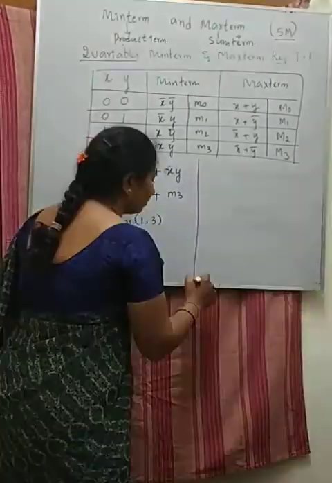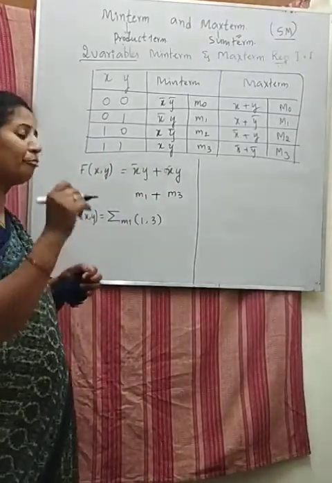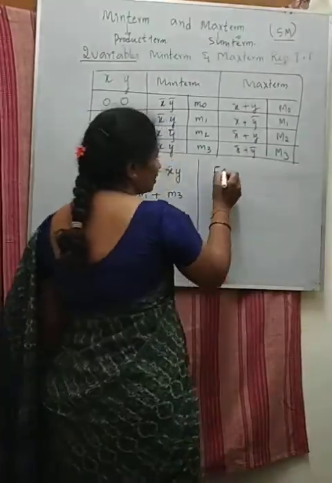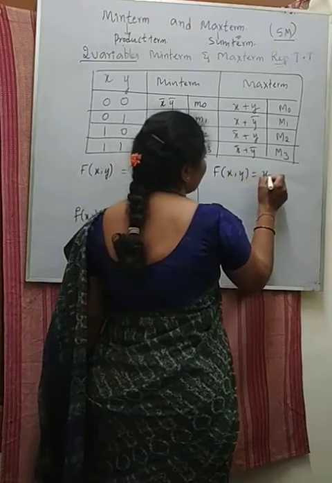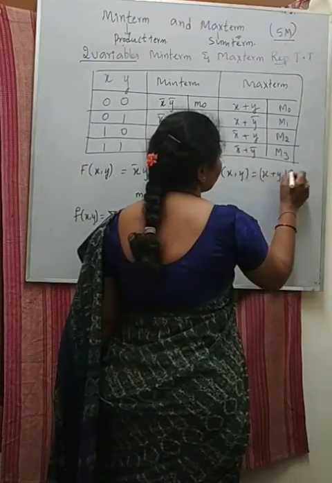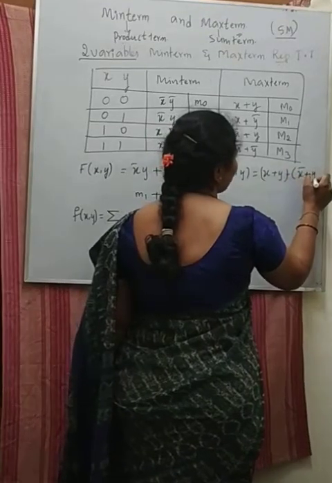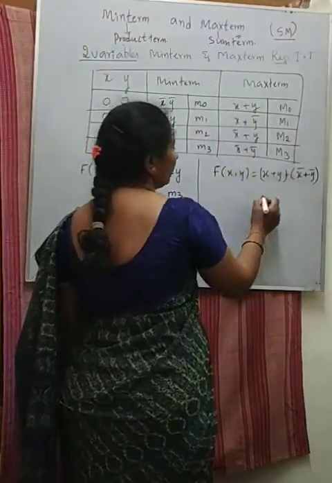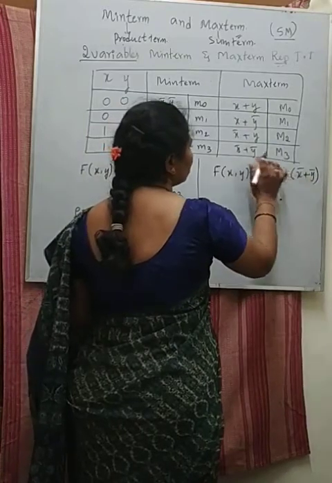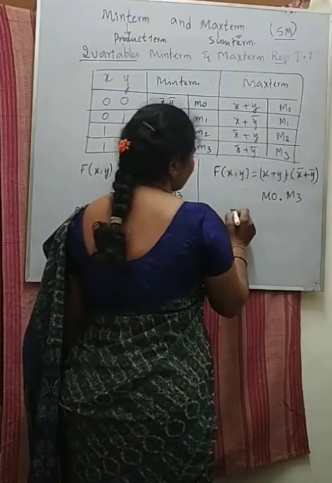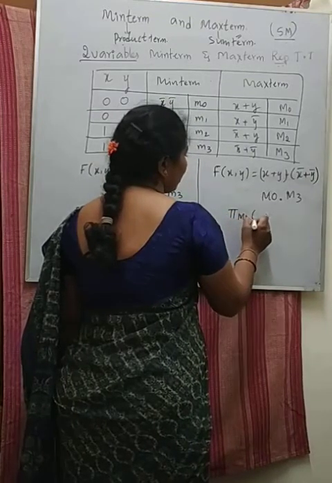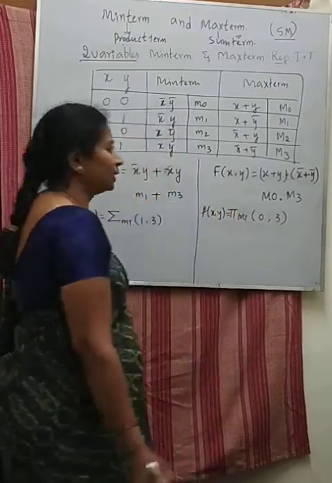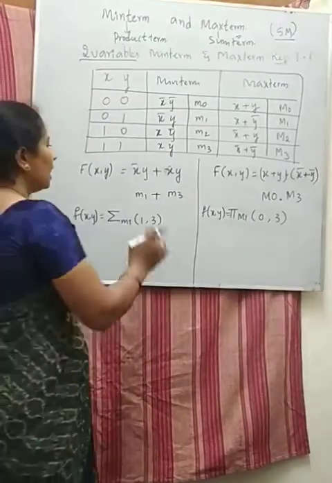Similarly, suppose the given function is to be written in the canonical form of POS. They will give one expression: x comma y, x plus y into x complement plus y complement. How can we write this? What is x plus y? M0. And x complement plus y complement is M3, so M0 dot M3. It is represented with a capital pi, M of 0 comma 3. This is f of x comma y. I have taken one example.